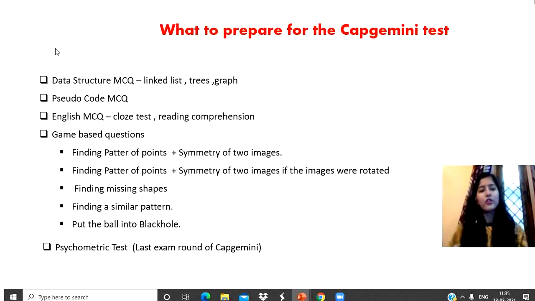So the only suggestion from my side is that for these rounds, like the first and second round, just go through our data structure, pseudocode and English videos that we have on our platform. For game-based questions, practice as many logical questions as you can, which you will get on Google itself. Just try to practice them, because there is no particular question that you have to prepare for these game-based questions, right? And the same I will say for the psychometric test also.